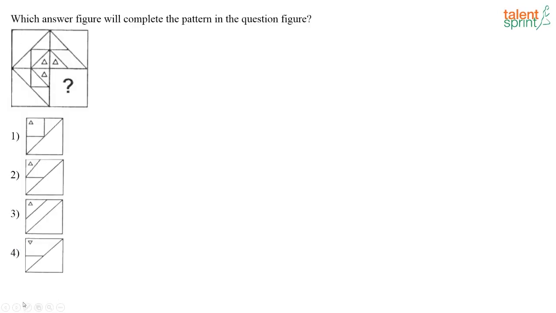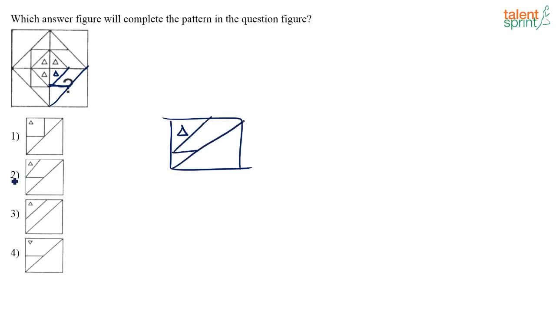Next. Which answer figure will complete the pattern in the question figure? So see, in all 3 places you have a triangle. So here also you should have a triangle, and this diamond should be completed. Okay, again this diamond should be completed, and if you see here, there is no connecting line here. So the same thing has to be replicated in the bottom. So it should be like this, right? See, there is no line here, so there will be no line here also. So that should be the figure that you are looking at, somewhat like this, which is option 2.